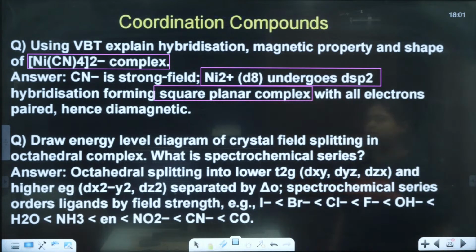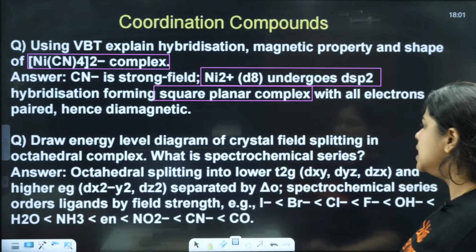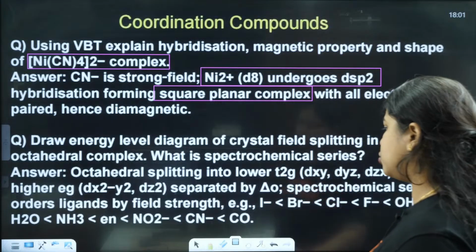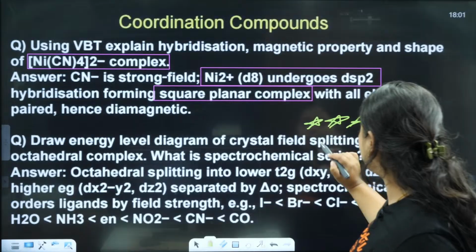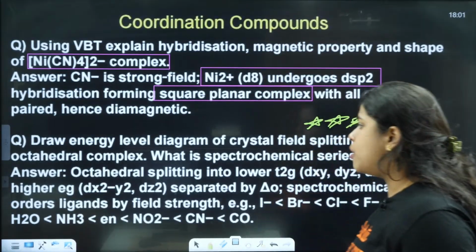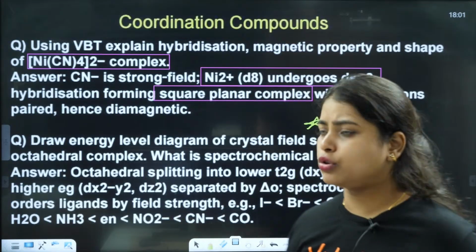Next one is what? Draw the energy level diagram, crystal field splitting in the octahedral complex. What is the spectrochemical series? So this also people can answer it. This is also a very important question. Okay, this could actually be asked for 3 marks, or a 5 marks question. So make sure to learn it properly.